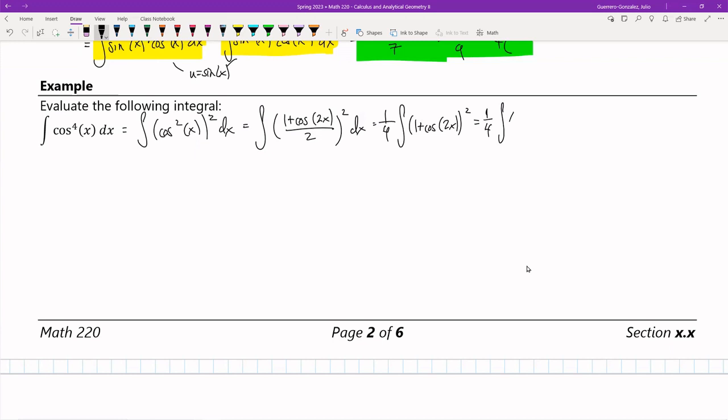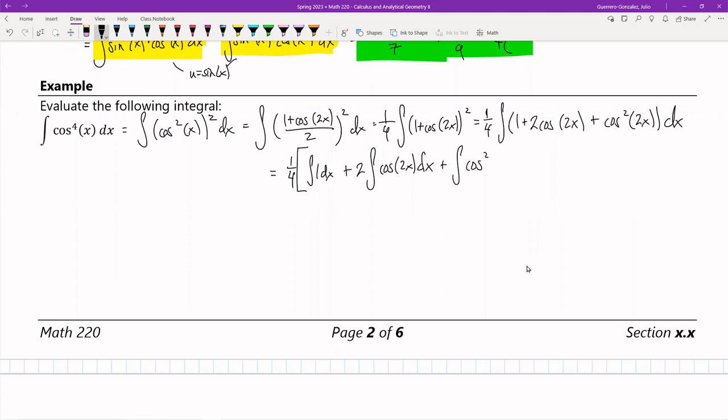And if I expand this now, 1 fourth integral, it's going to be 1 plus 2 cosine of 2x plus cosine squared of 2x dx. And I'm almost there. So this is now all equal to 1 fourth, with big brackets here: integral of 1 dx plus 2 times the integral of cosine of 2x dx plus integral cosine squared 2x dx.